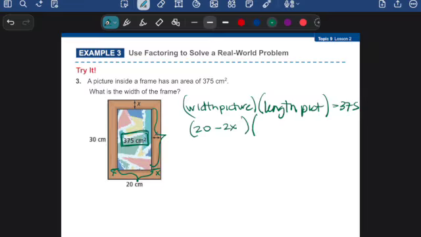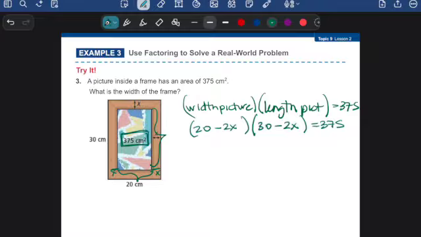The length of the picture, well, 30 centimeters is the length of the whole frame, and we have to subtract 2 x's, 1 x from each side for the width of the frame, and that would be the length of the picture. So there's our two expressions, and they're going to be equal to 375, which is the area of the picture. Okay, so now we're not in standard form. We don't have a quadratic equation equal to 0, so we need to distribute first and then move the 375 to the other side. So we're going to distribute.